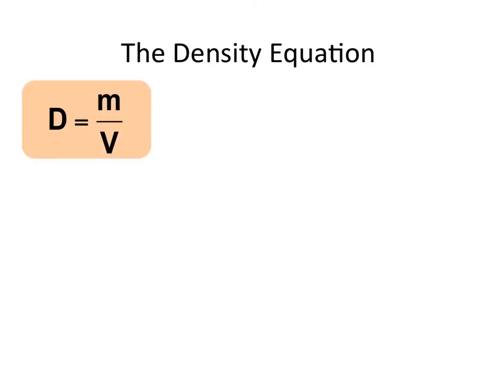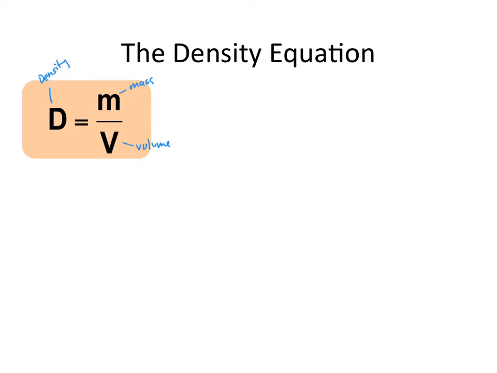So the density equation, D equals M divided by V. The D stands for density, the M stands for mass, and the V stands for volume. And each of these variables obviously are able to be isolated through manipulation. You can subsequently solve for whichever one that you desire.